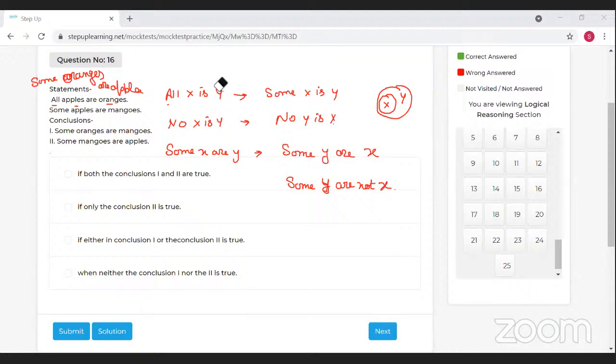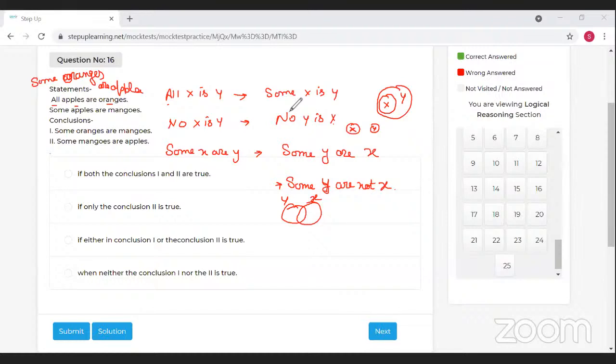When they're saying no X is Y, at the same time I can say no Y is X. Some Y are X, and at the same time, some X are Y. Some X are not Y is also correct, but I will get back because I'm checking with one of my friends about it. If you are saying some X are Y, then some X are not Y is also correct.